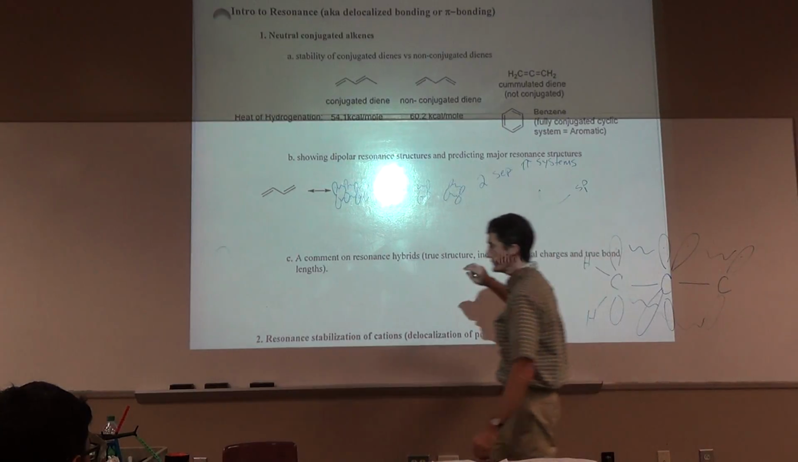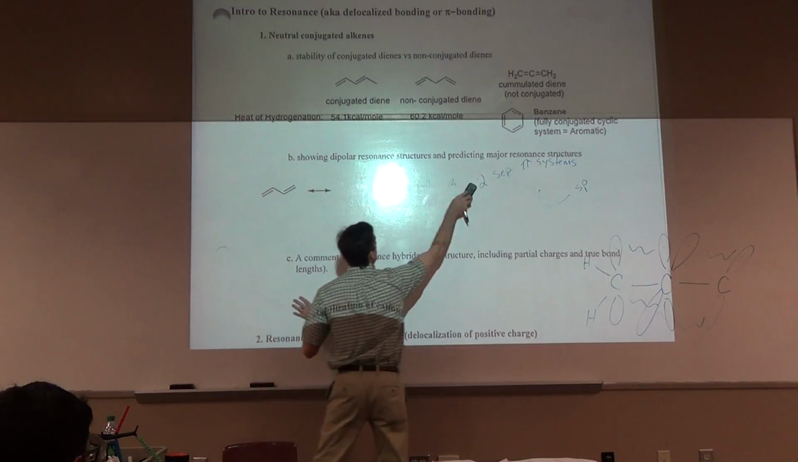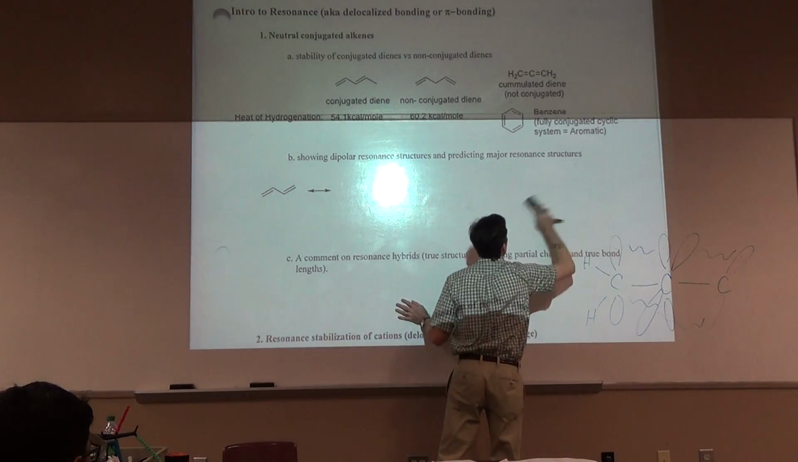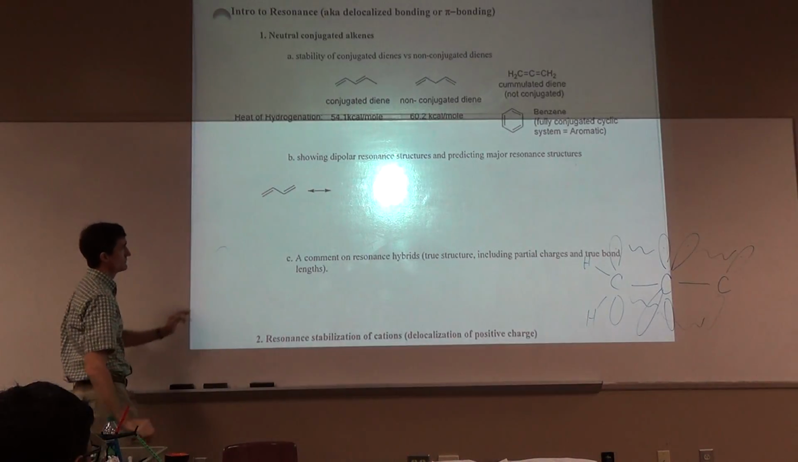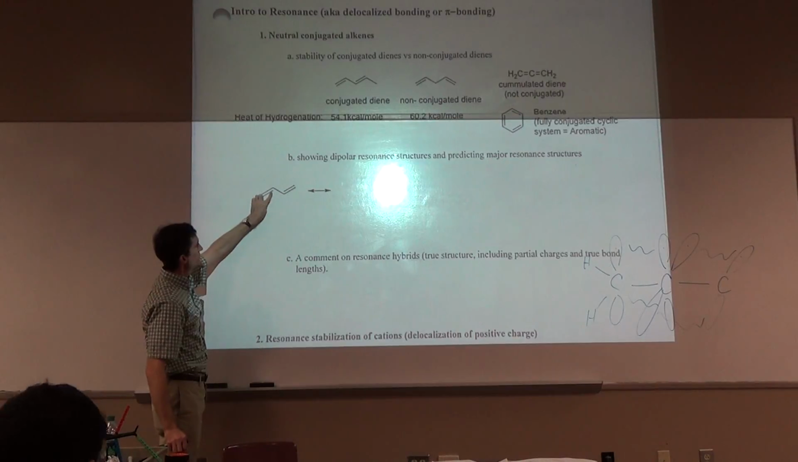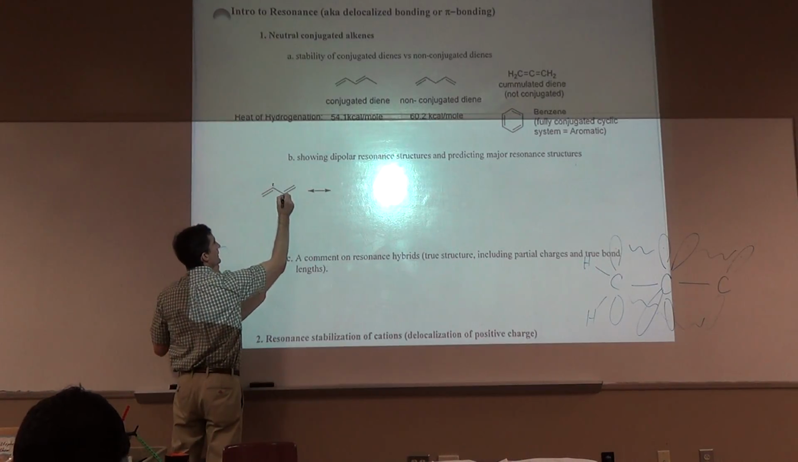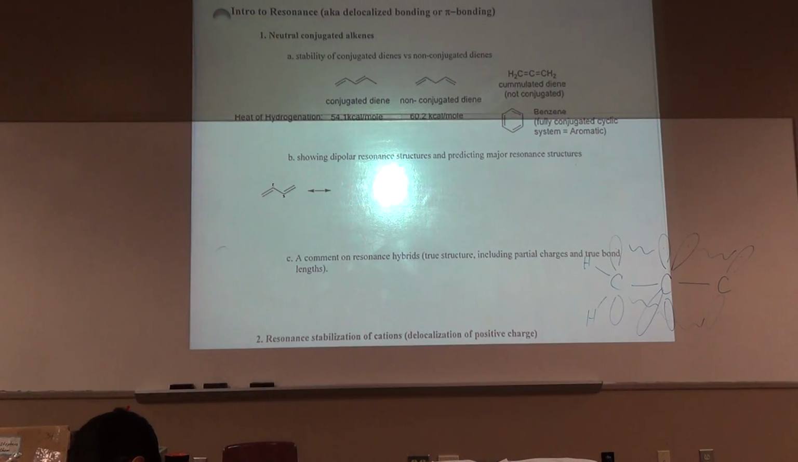I erased the structures, but you still got them there. We need to make a comment on resonance hybrids. Look between carbons 2 and 3. What's the bond order between 2 and 3? Is it a single bond, double bond, triple bond, or a bond and a half? As drawn, what's the bonding between 2 and 3?